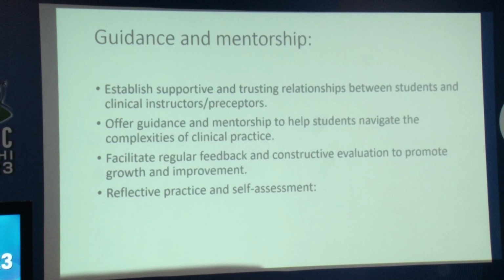The fellow should stop where he feels that going further will cause some problems. That has to be there. That trust has to be earned. Offer guidance and mentorship, and facilitate regular feedback. Feedback is very important. Positive, constructive feedback, as well as negative feedback, which will help them get over it, is very important.